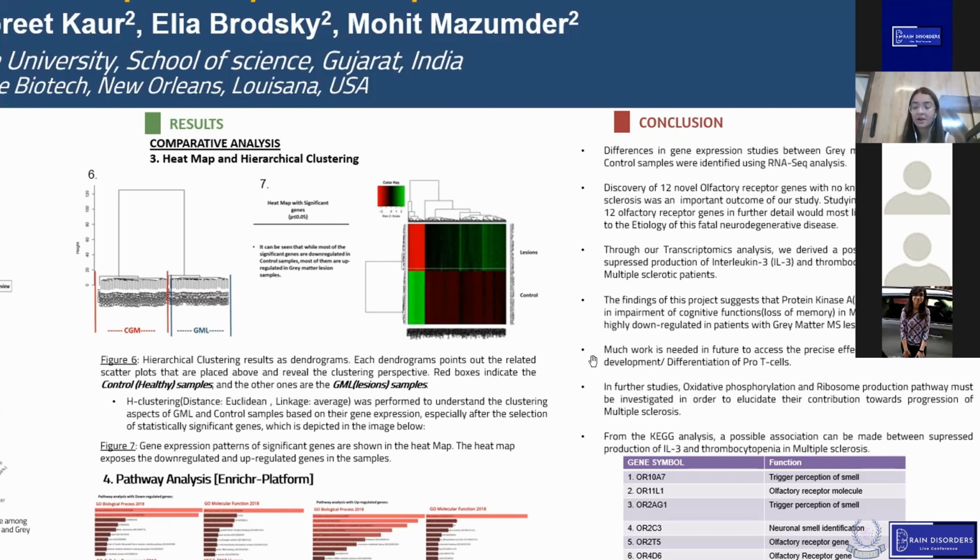Also, I would like to say that much work is needed in the future in order to assess the precise effects of T cell pathways and T cells in multiple sclerosis. In further studies, there were some pathways like oxidative phosphorylation and ribosomal production pathways that were severely affected. So I hope to analyze these pathways further in my future research in order to analyze their association with multiple sclerosis.